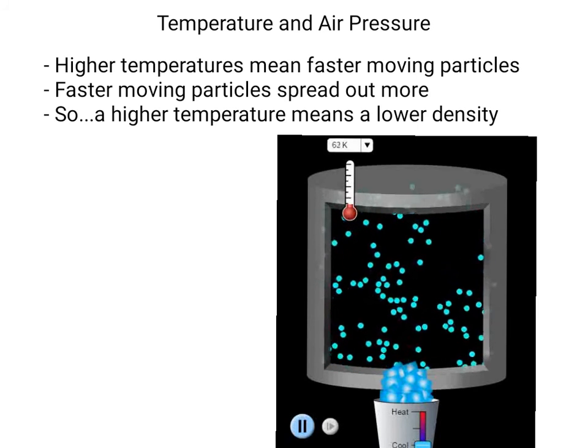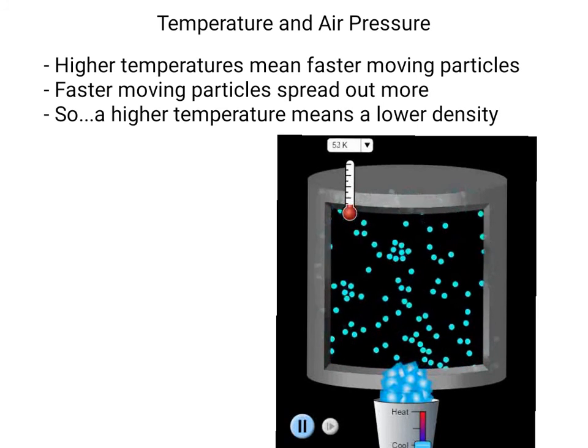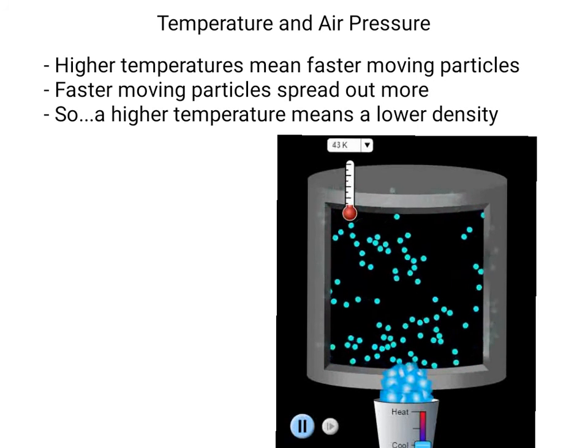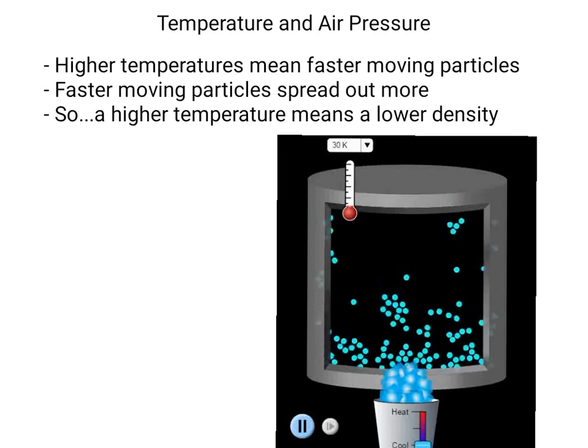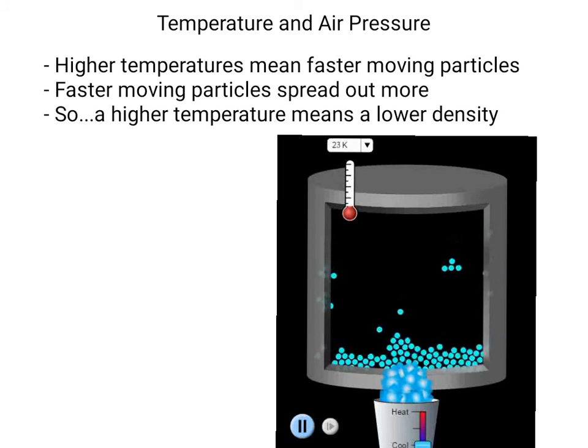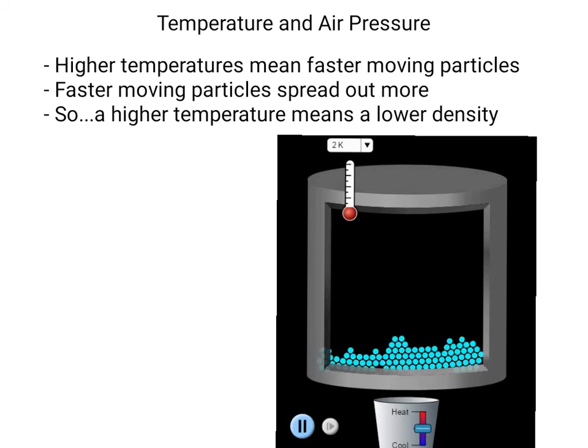Whereas now that we add our ice right here, that's going to cool it off. So these particles get closer and closer together, and eventually they'll kind of fall towards the bottom, and we're going to get more and more dense. So temperature and density are related. Colder temperatures, higher density. Warmer temperatures, lower density.